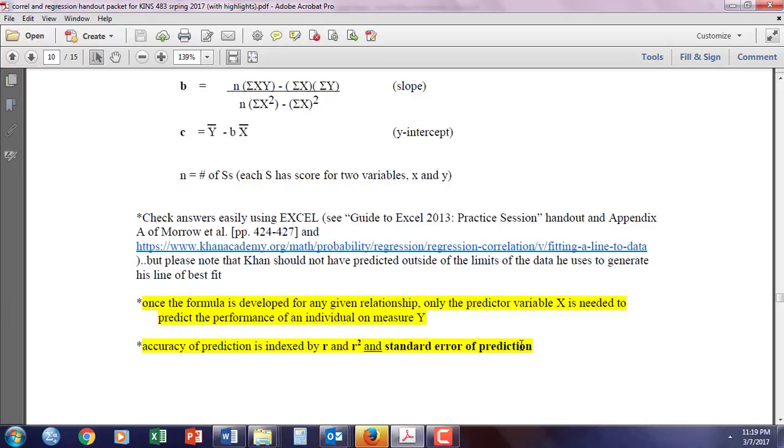The last thing we're going to be introducing is what's called the standard error of prediction. It has a million names. It's the standard error of prediction, it's the standard error of the estimate, and this standard error is error. So we are going to look for a low value for this in order to have a fairly accurate prediction.